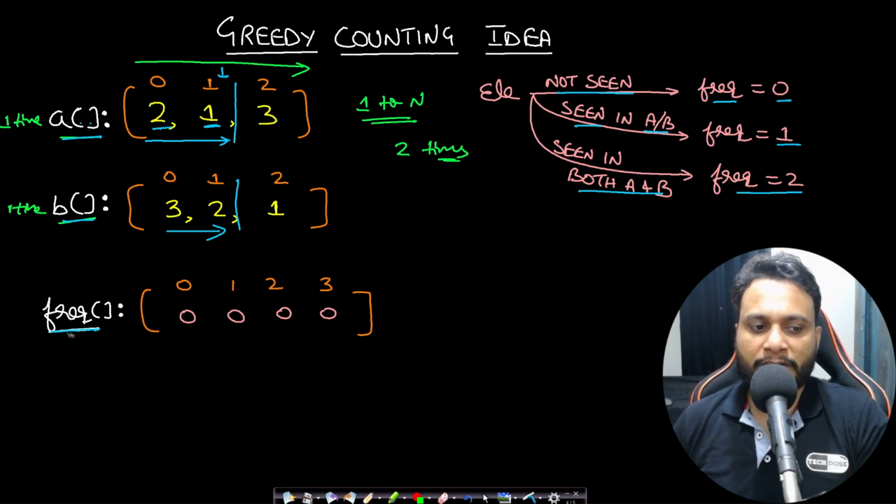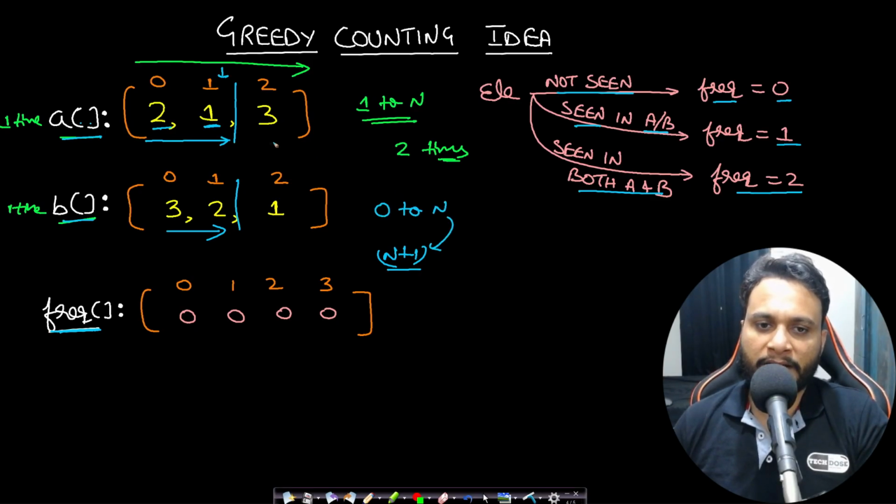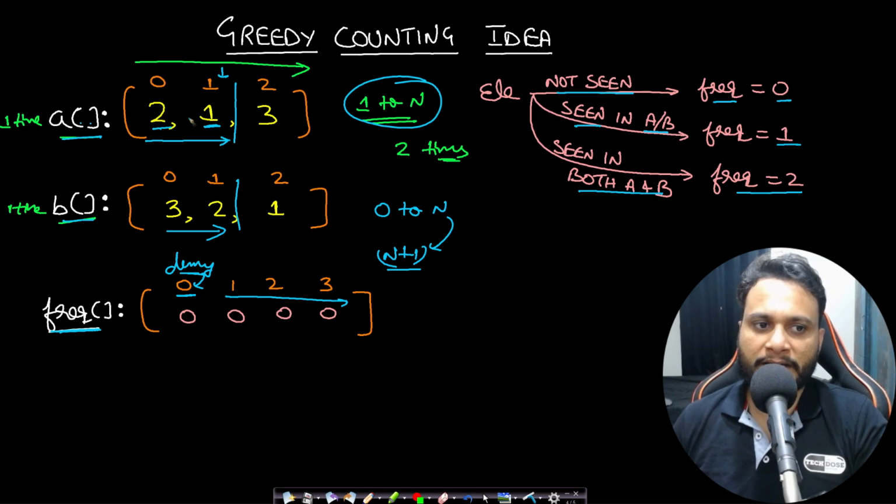So I will be taking a frequency array of size n plus 1, because when you take the array size to be n plus 1, it will be indexed from 0 to n. And since we know that the array elements are going to be 1 to n, 0 will be acting as a dummy. We will not be using it. So we are interested only in 1 to 3 and we are taking a frequency array. I will start from index 0 and increment the frequency at 2, so it becomes 1. And if I increment frequency at 3, it will become 1.